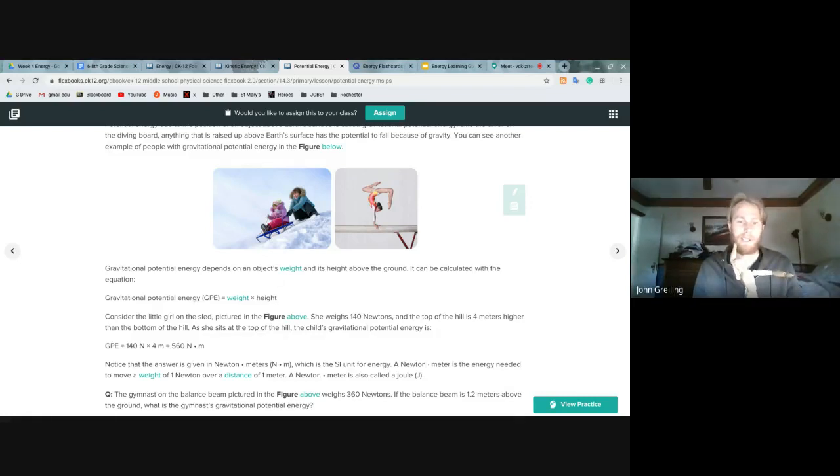And it can be calculated with this equation. GPE, or the gravitational potential energy, equals weight times height. But remember, the definition of weight is not just what we say is how much you weigh, that's the calculation of mass, but it's actually the force of gravity, right? So we'll have to go back to our lessons on motion.